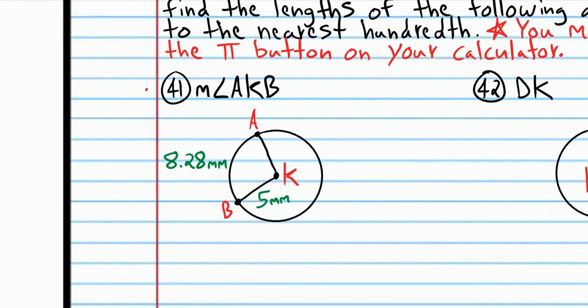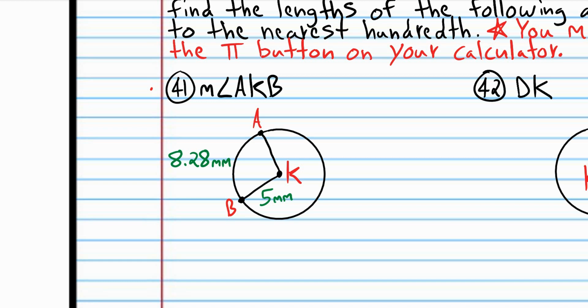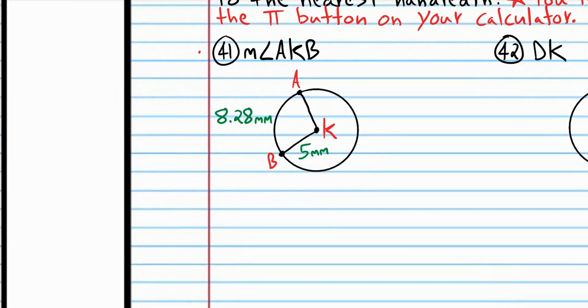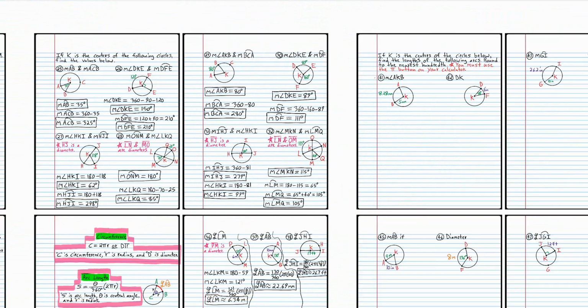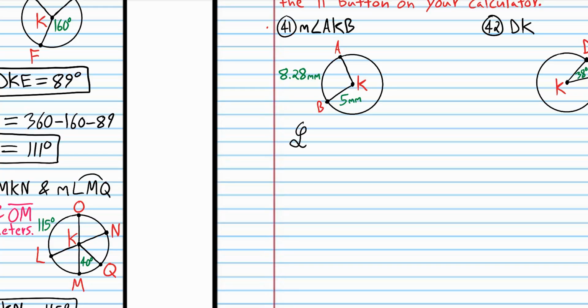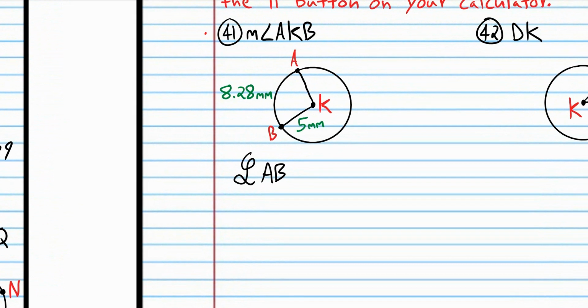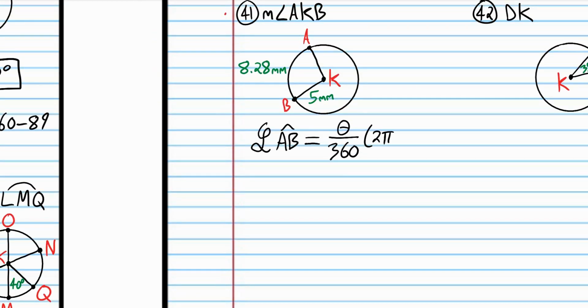Now this is asking for the measure of the central angle AKB. Okay, and it's giving us the arc length of AB, not the arc measure. It's giving us the length of arc AB, and it also gives us the radius. So we're going to plug in that information to find the central angle. So we're kind of going backwards here. So the length of arc AB is equal to the central angle, which we don't know, over 360 times 2 pi r. So now let's plug in what we know and solve for what we don't know.